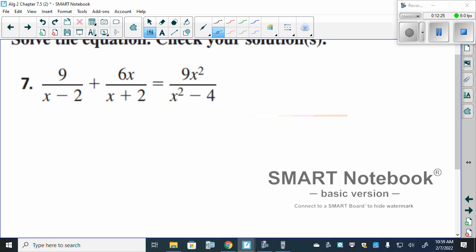Let's look at this one here. Looking at it right now, can y'all tell me what the restrictions would be? Right, we can say 2 and negative 2 for sure, yes? Is the x plus 2 and x minus 2. Do we know what it would be for the x squared minus 4? It would actually still be 2 and negative 2.